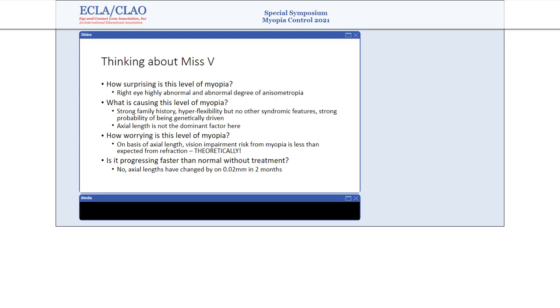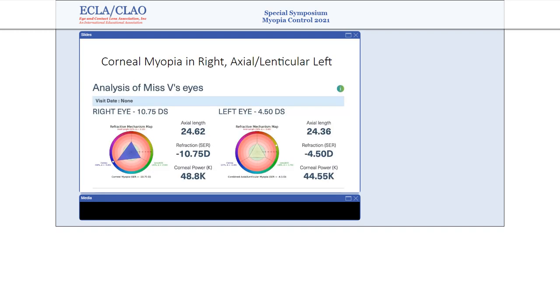So thinking about Miss V, how surprising is this? The asymmetry is super abnormal. What's causing this? This is a syndromic feature until proven otherwise, and the axial length is not the dominant factor. And how worrying? Well, theoretically, because the axial length isn't as long as you'd expect, we hope she's at less risk. And are they progressing? I've only seen them now in 2-month intervals, with minimal change. So currently we're going to watch this like a hawk. But progression is not her big issue.